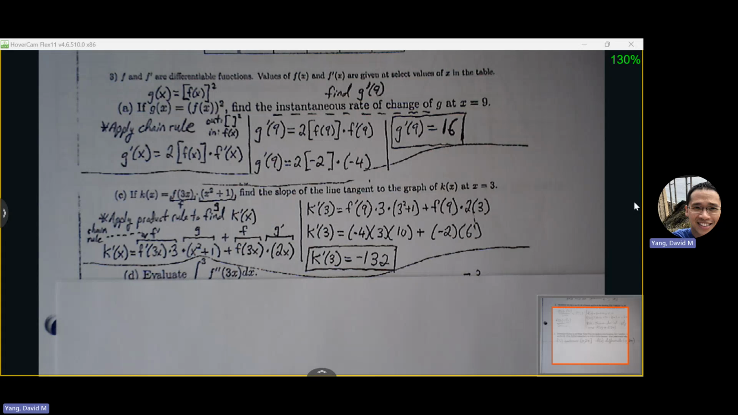Okay, next up, part D. We know that the big picture is that f double prime is going to rise up to f prime after we make it go through the antiderivative process, but that 3x is in the way a little bit. We got to go through u substitution. Take care of that coefficient.